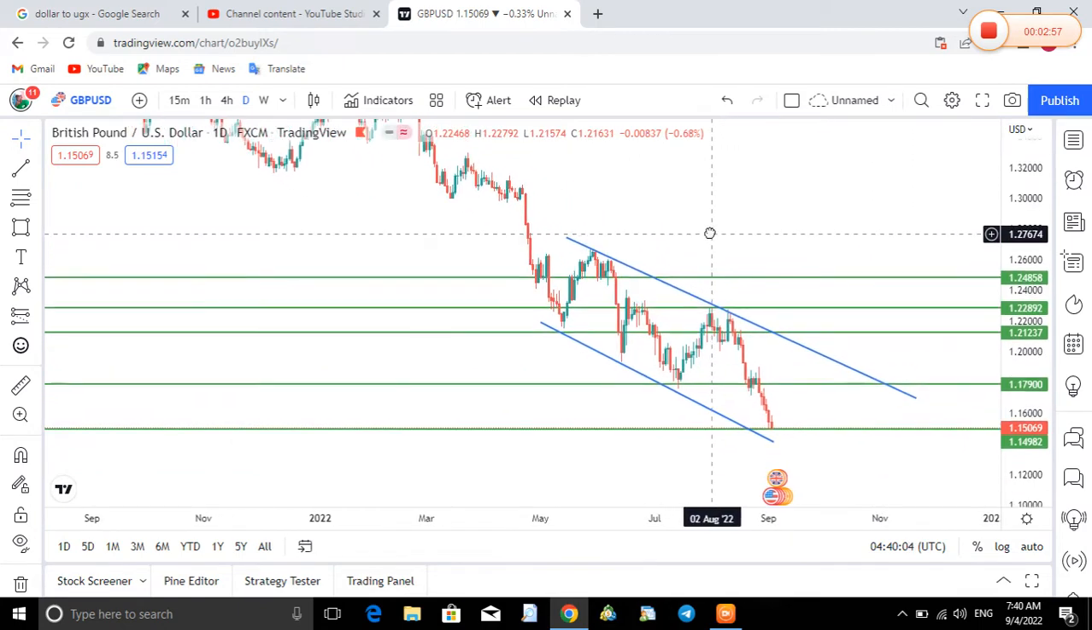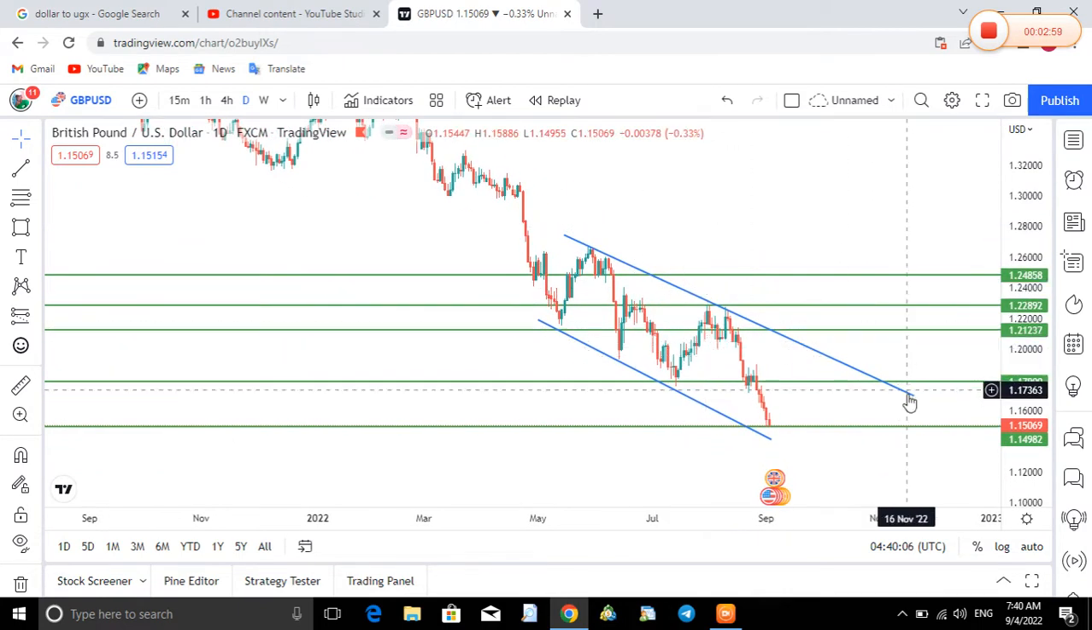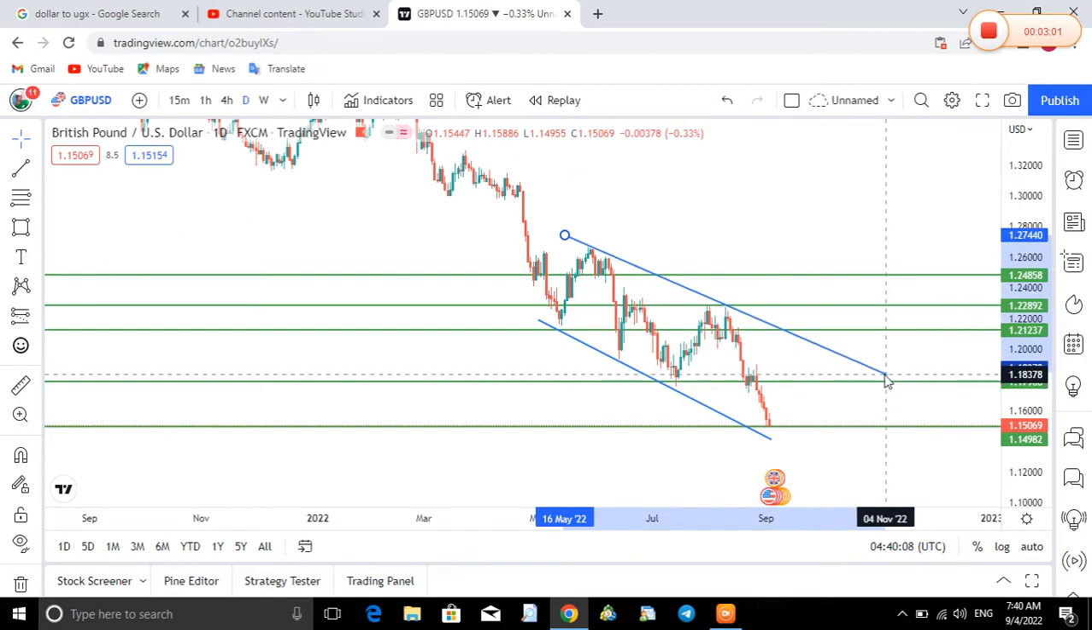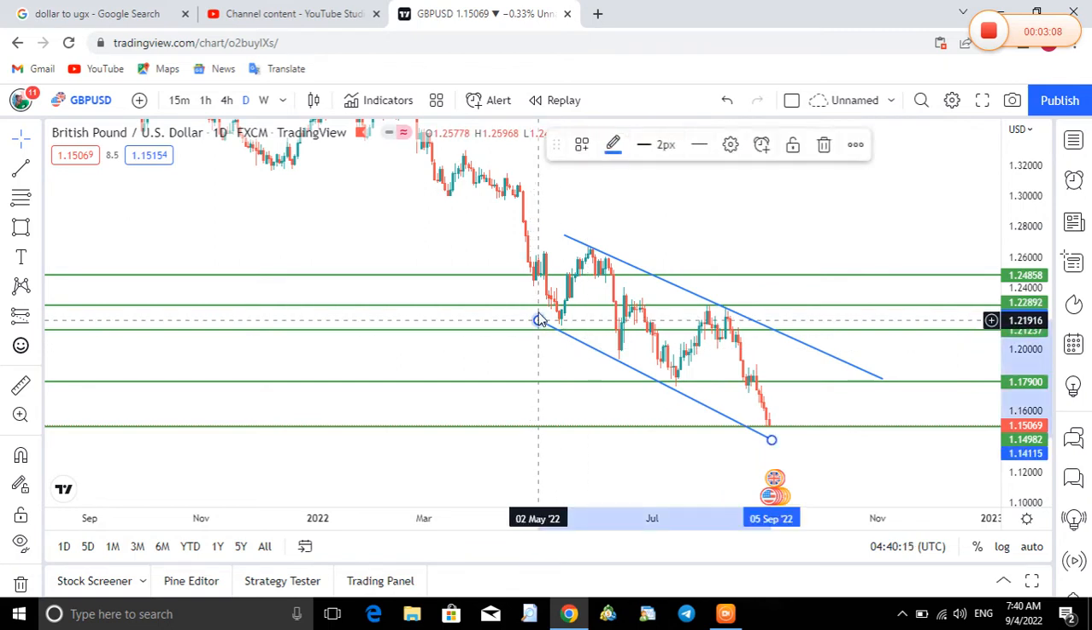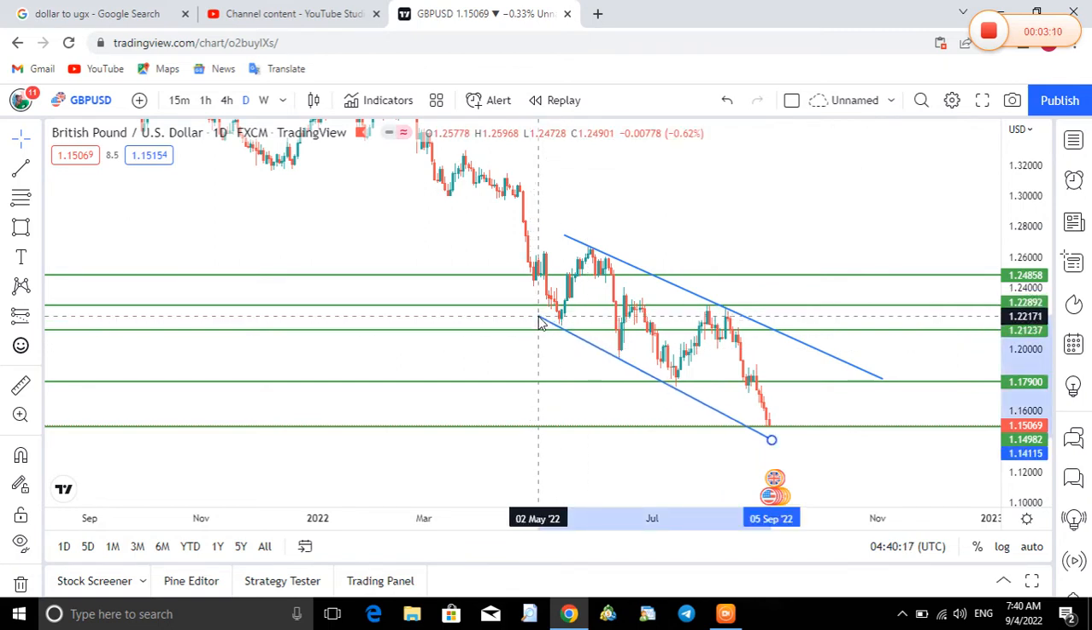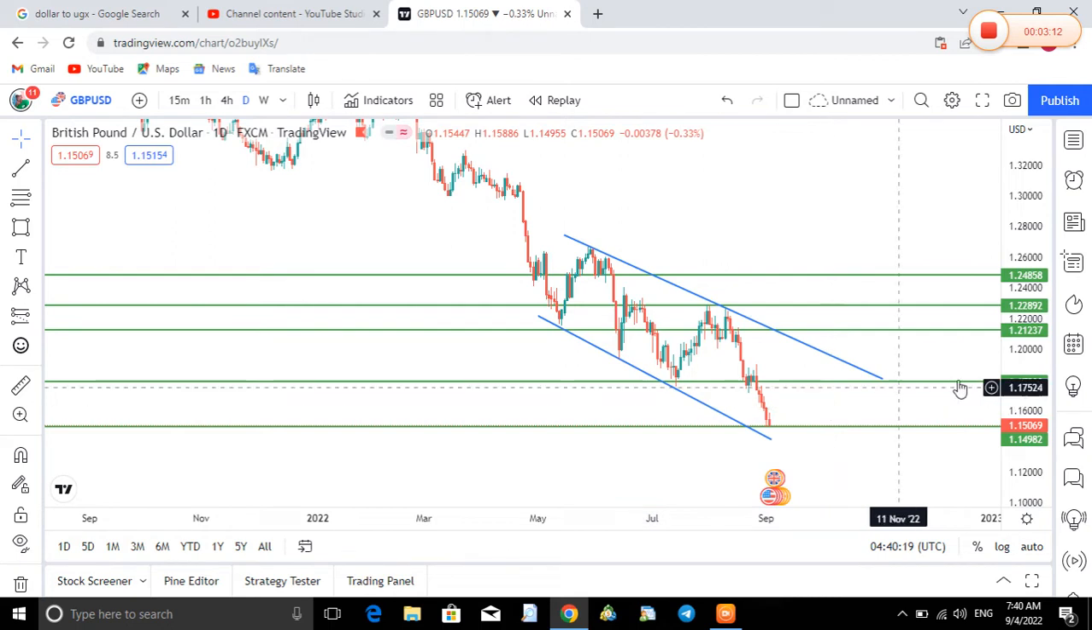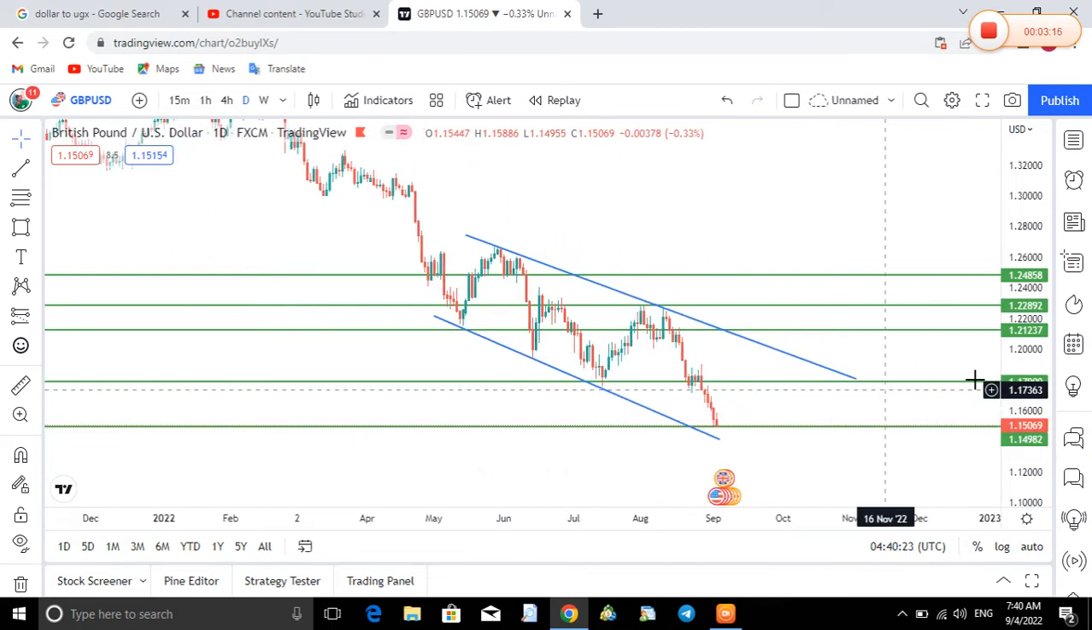Now when I go to my daily time frame, first I'm going to make my trend lines a little bit perfect. I want to draw them a little bit perfect. Now we are in a daily time frame.